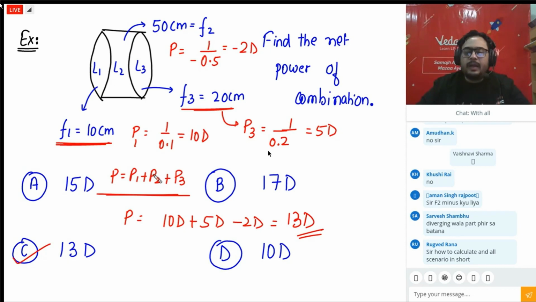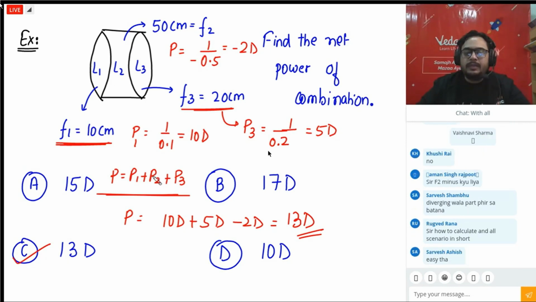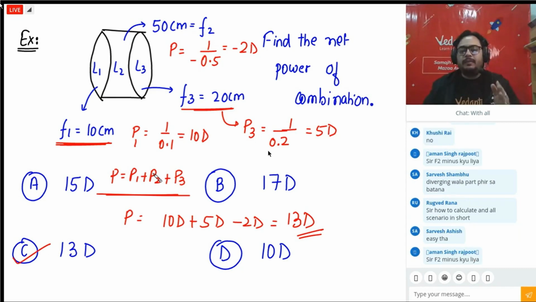I cannot repeat the whole thing. 30 minutes have passed. I can just tell you power is 1 upon focal length. You have to put focal length in meters. If lenses are in contact, the formula for net power is P1 plus P2 plus P3. Here you will put with sign and you will get the answer. F2 is taken with a minus sign because it is diverging. I will write it down also.